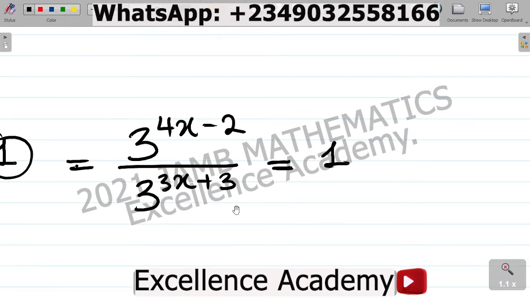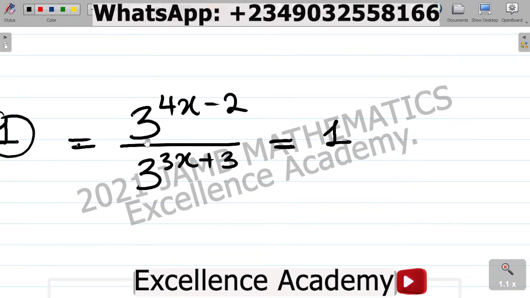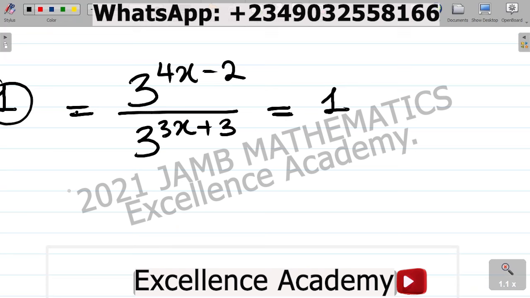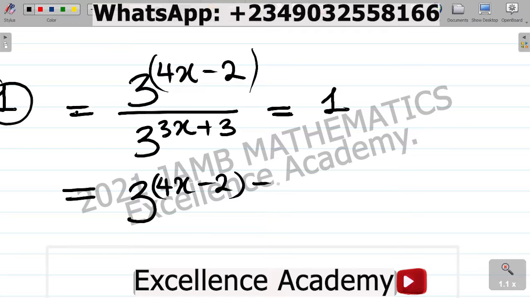All right, so at this point, what next? You're now having both numerator and denominator in the same base 3. And we know that when the same bases are divided, you subtract their powers. So it becomes base 3, the power of the numerator, which is 4x minus 2, minus the power of the denominator, 3x plus 3. So you have this.